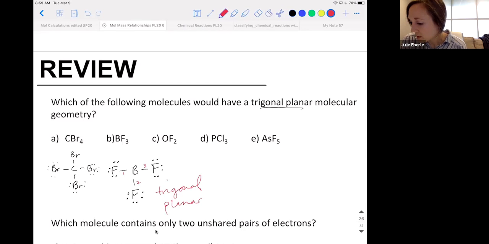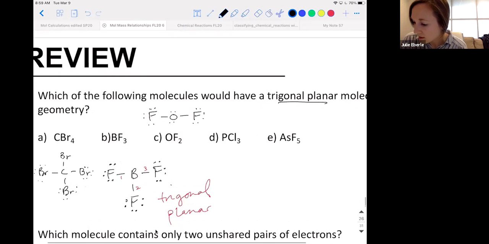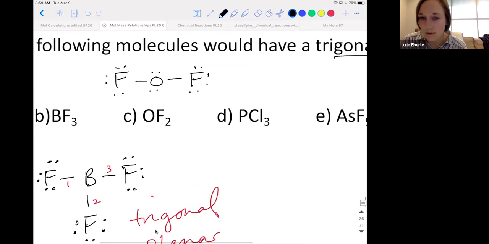Oxygen with 2 fluorines is going to look like this. You've got 4 charge clouds on that oxygen, 2 bonds and 2 lone pairs. So that one would be bent, not trigonal planar.